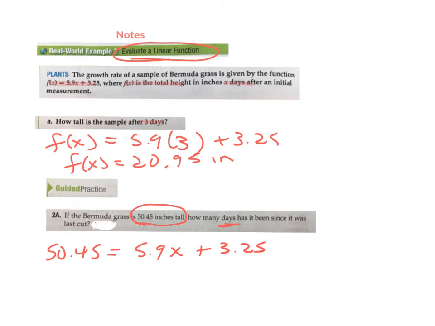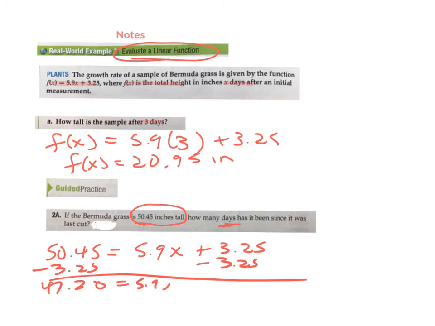So now we're going to solve our equation by subtracting our 3.25. So if I subtract the 3.25 from both sides, then I get 5.9x, and then I divide by 5.9. And if we do our calculation in our calculator here, 47.2 divided by 5.9, we end up with 8. So x equals 8. So the answer to the question is 8 days.